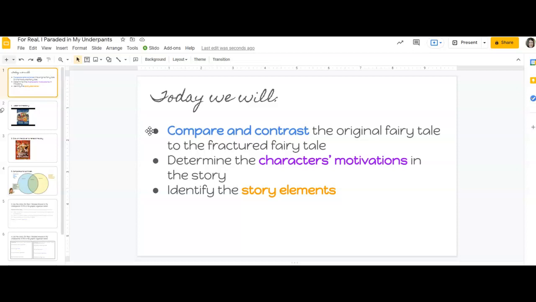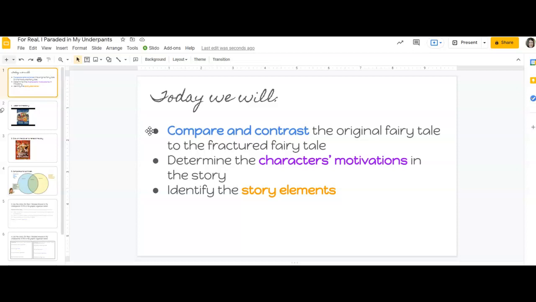Does the emperor know he's parading around in his underpants? If so, what's motivating him to do that? So I really want you to think about motivations today. The other part of our lesson is actually going to include some writing with it.